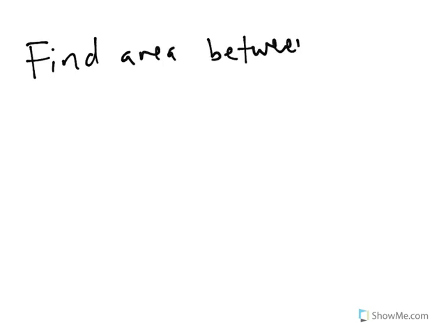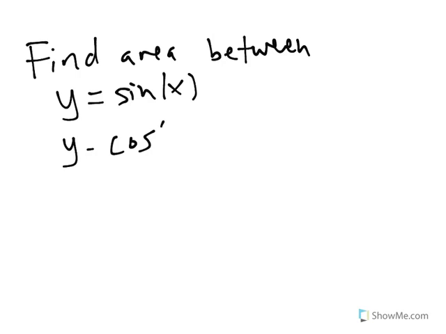So let's take a look at the first example. We want to find the area between two curves. So let's say find the area between y equals the sine of x and y equals the cosine of x. Specifically, we're going to be talking about on the interval from 0 up to pi over 2.